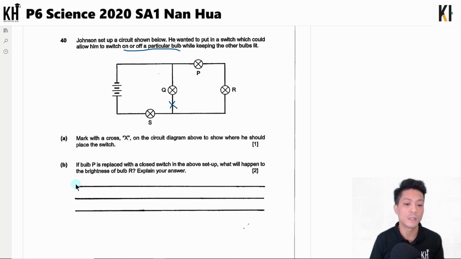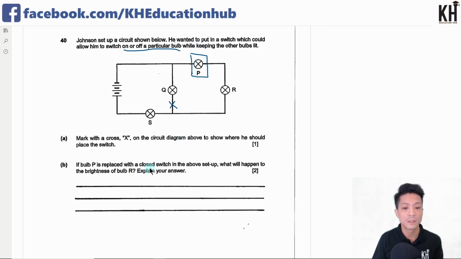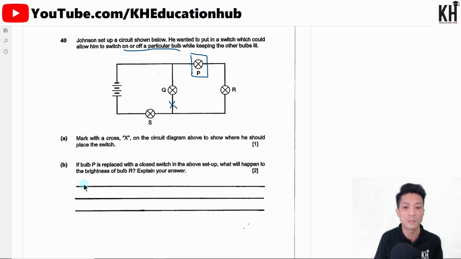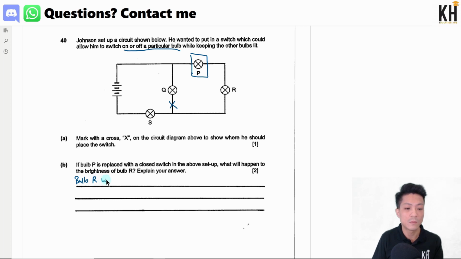For B, if bulb P is replaced with a closed switch in the above setup, what will happen to the brightness of bulb R? Explain your answer. So the brightness of bulb R will increase, or it will become brighter. Bulb R will become brighter.